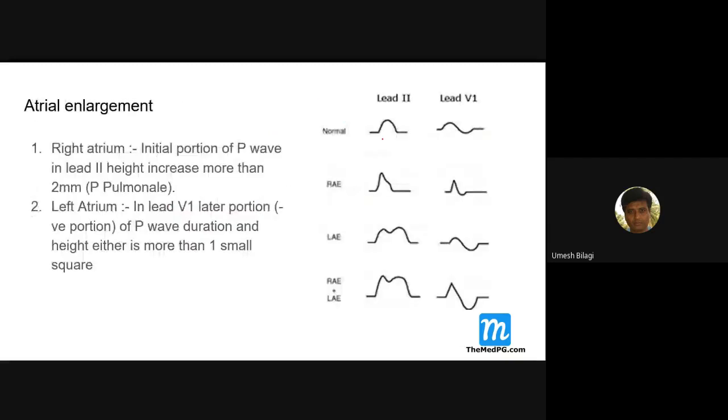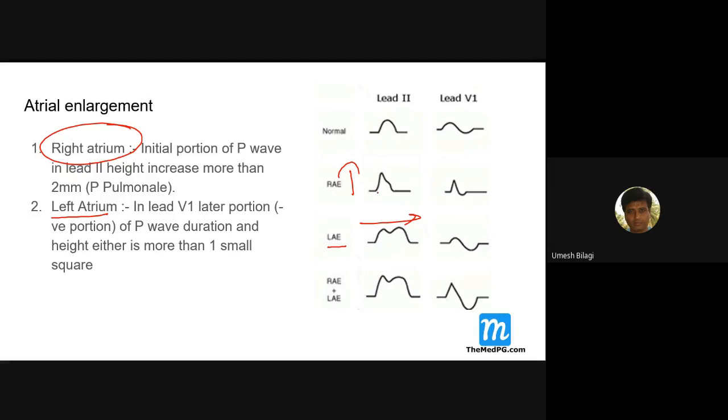As I told you, that is the P wave. You can divide it like this: the initial part is right atrium, the later part is left atrium. Right atrium enlargement produces an increase in the height of the P wave in lead 2. The enlargement of the left atrium produces widening, will increase the duration. So left atrium enlargement produces a widened P wave.